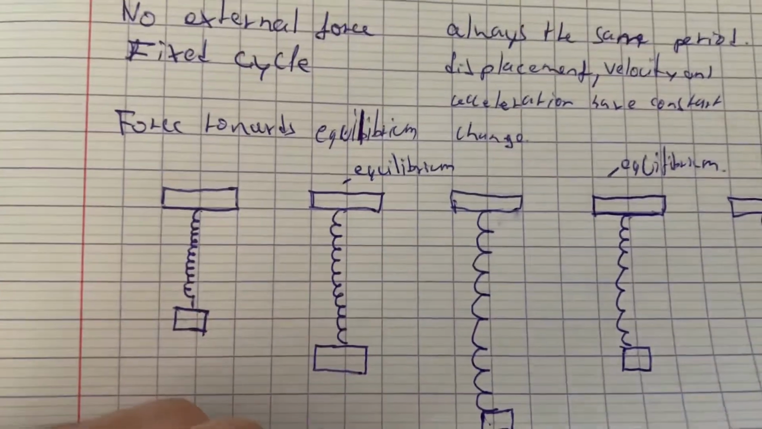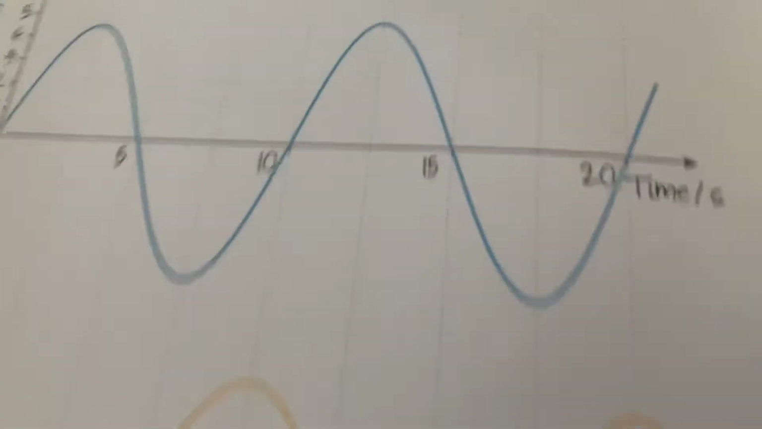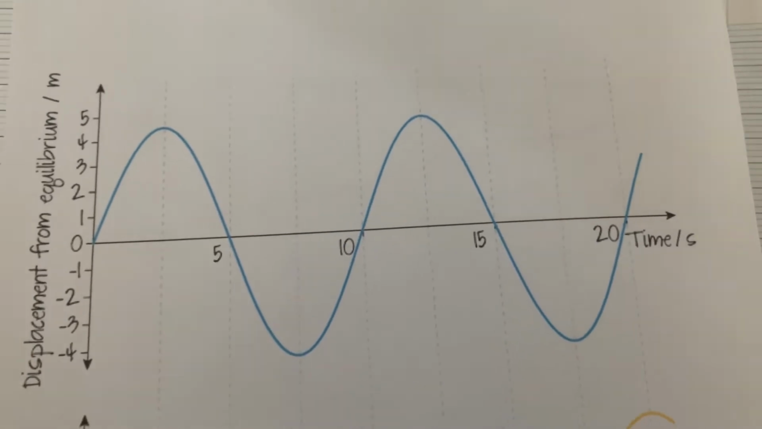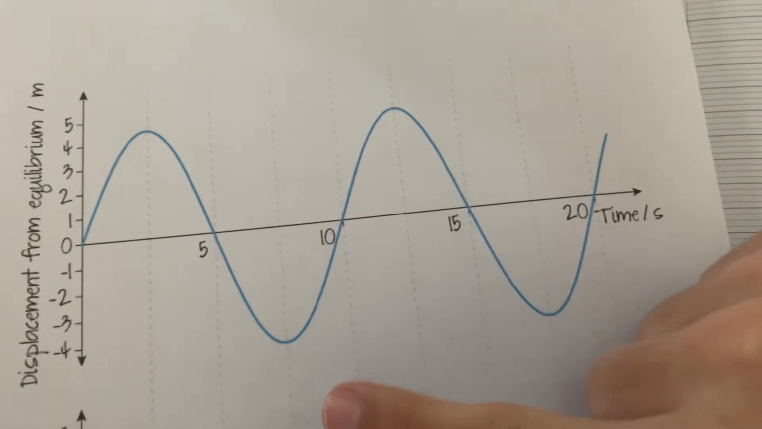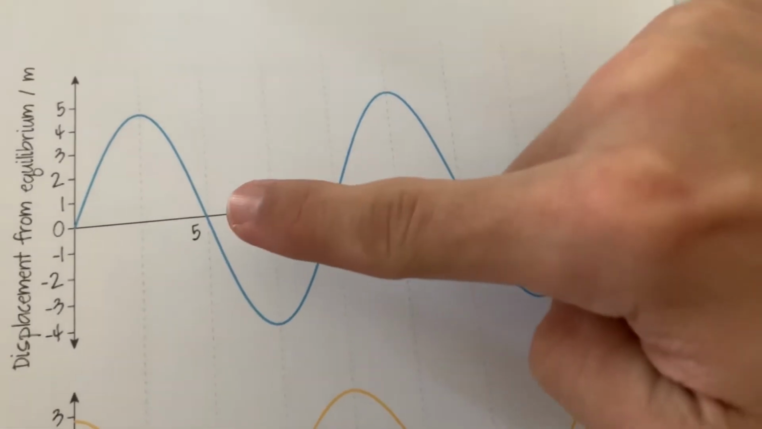And we can represent the acceleration, the displacement, and the velocity by graphs. So here we have the graph of the displacement of a spring, for example, over time. This is going to be the extension, the compression, and this is when it's in equilibrium, when it touches zero.